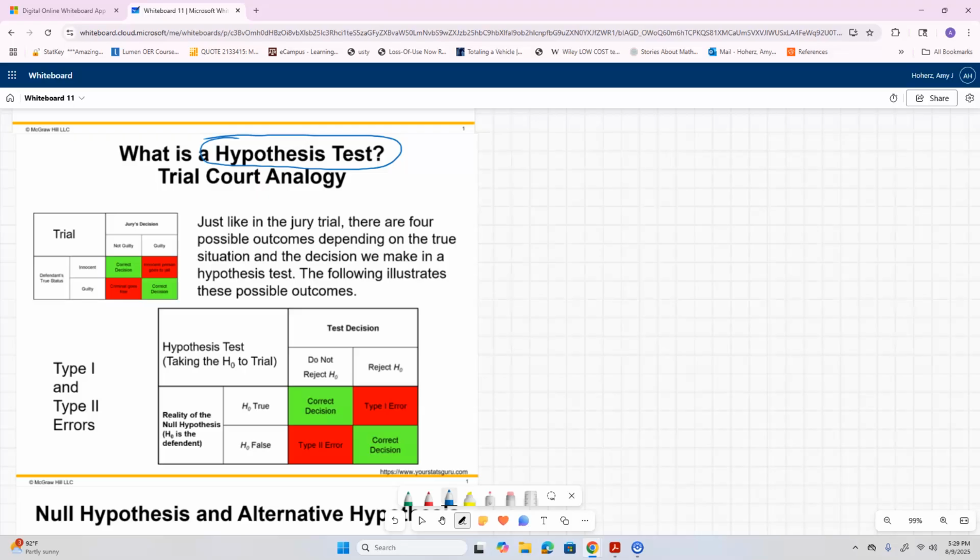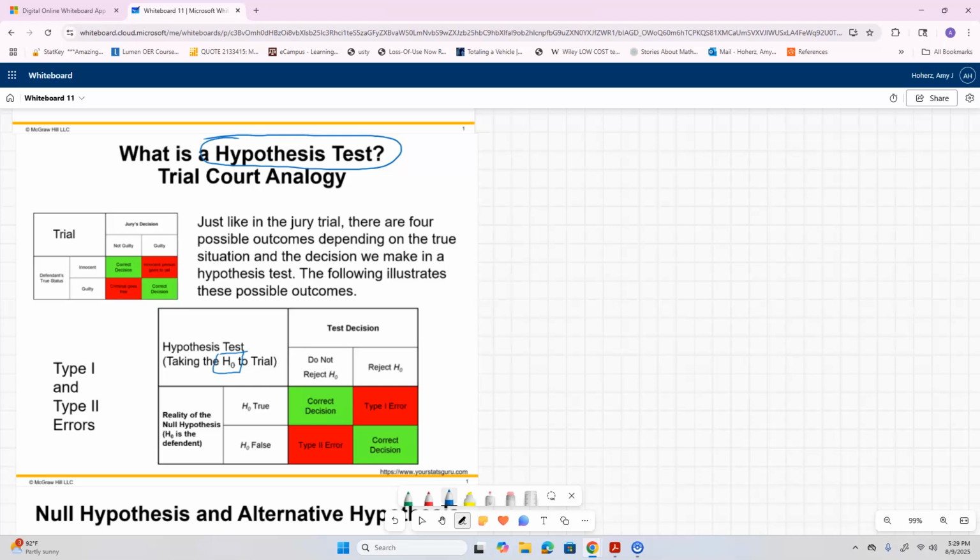So in our hypothesis test, we are taking what's known as the null hypothesis. This little H sub 0 is called the null hypothesis. You can think of it as H for hypothesis, and you can either think of it as nothing has happened, or you can think of it as the original hypothesis, like an O, but it's like the starting place with our hypothesis test. And we're going to take that null hypothesis, that null starting point, and take it to trial.